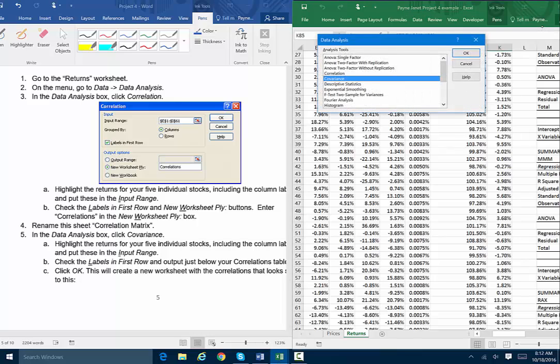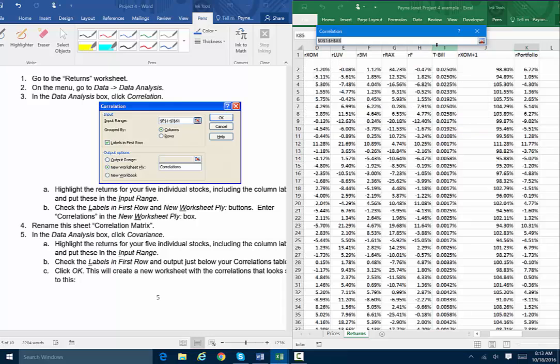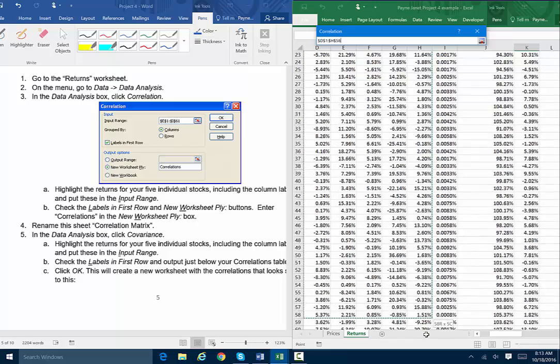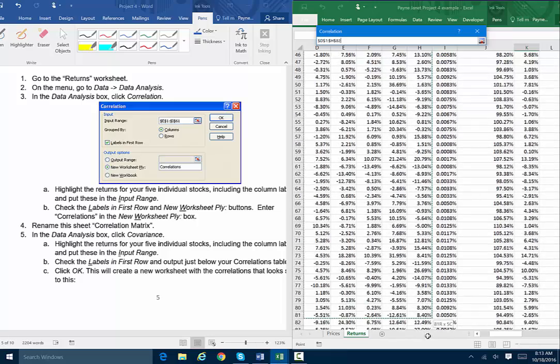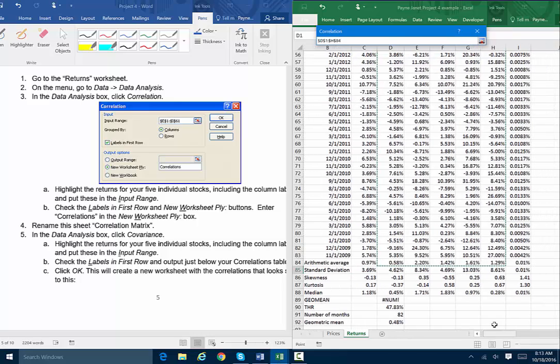Data Analysis, Correlation. Okay. And the input range is going to be the returns from the 5 stocks. I'm going to use all of them, all the way down. I want to make sure I didn't get the mean. I did. So I'll do this.